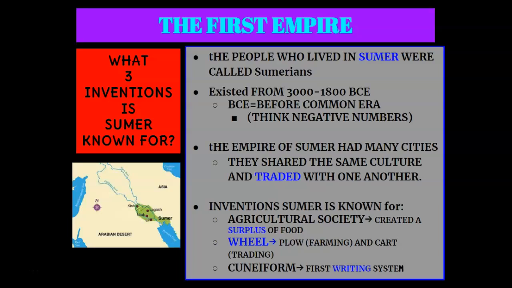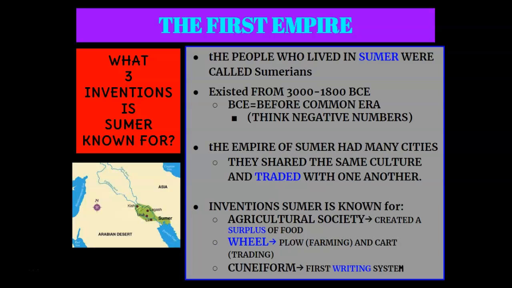The Empire of Sumer had many cities, and they shared the same culture and traded with one another. So cities and empires are very different. Empires are made up of various cities, whereas cities are small little areas that people communicate and work together in. Whereas empires, they compete against each other.